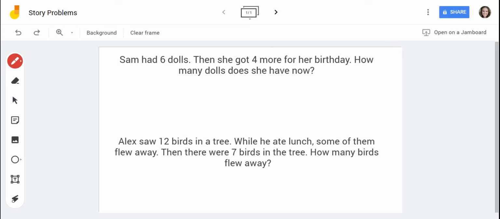Let's practice doing some story problems together. Let's take a look at the first one. Sam had 6 dolls. Then she got 4 more for her birthday. How many dolls does she have now?